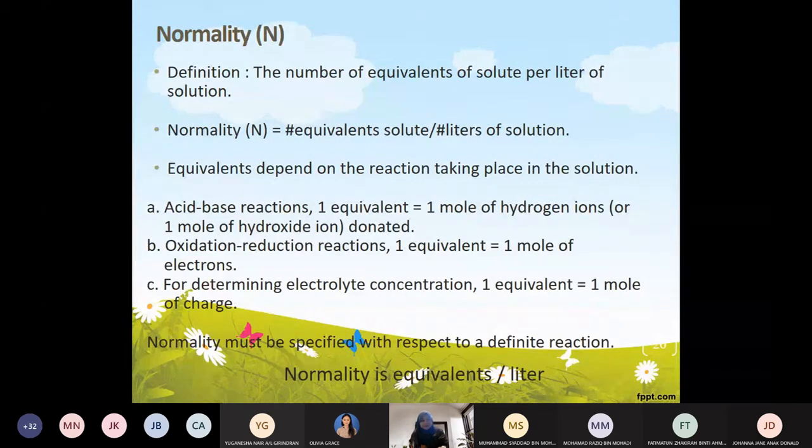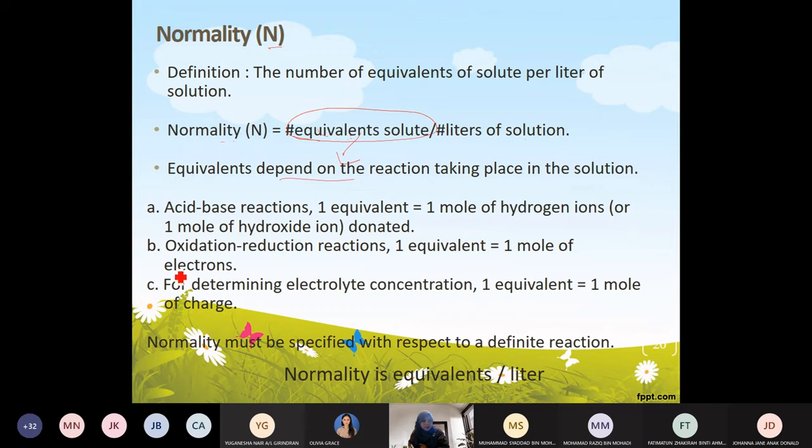Ada soalan lain? Tak ada? If no question, we move on to the next concentration, which is normality, capitalized N. So the definition of normality is based on the number of equivalents of solute per liter of solution. So it depends on the equivalent of solute. Now this equivalent depends on the type of reaction.